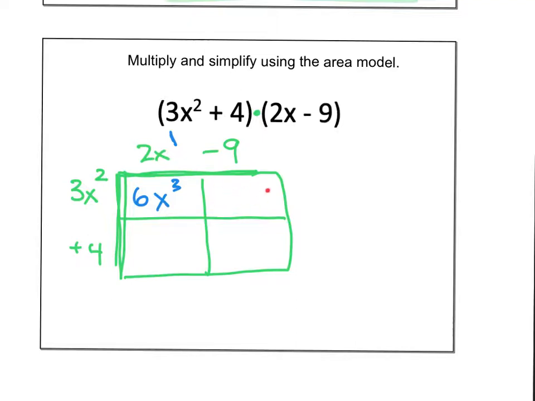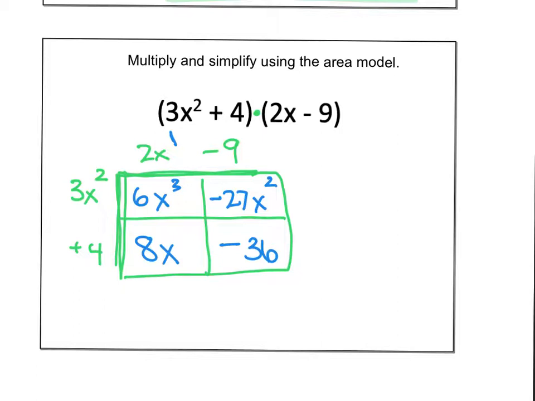Now if I do this top right box, I'm doing 3x squared times negative 9. I multiply the coefficients. Negative 9 times 3 is a negative 27, and that gives me an x squared. Now if I do this bottom left box, I'm doing 4 times 2x. Well, 4 times 2 is 8, and there's an 8x. And then to do the last box, it's just nice and easy. A constant times a constant. 4 times negative 9 gives me that negative 36.